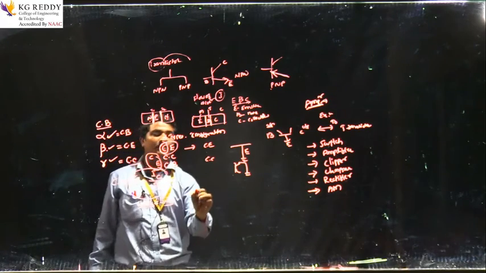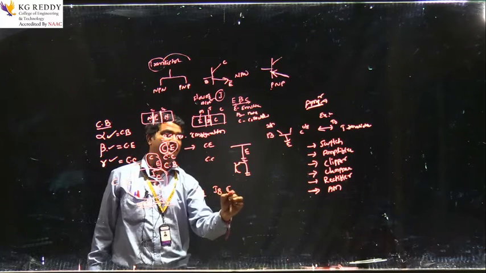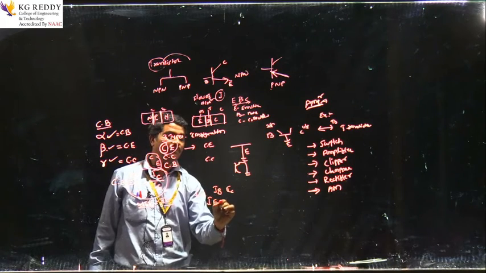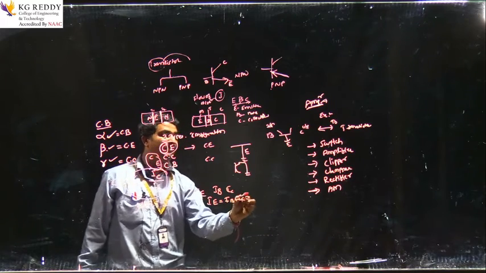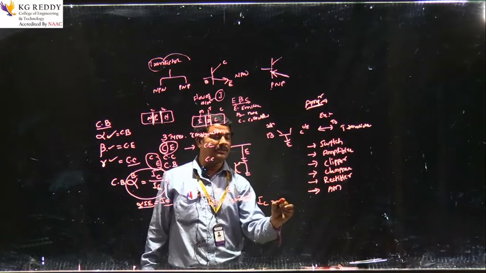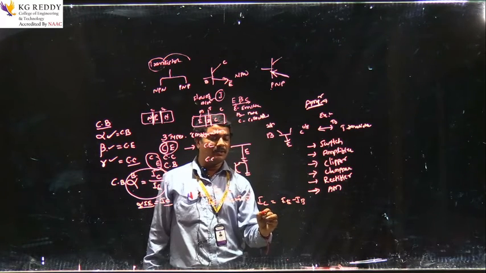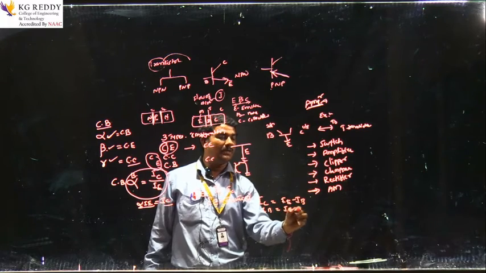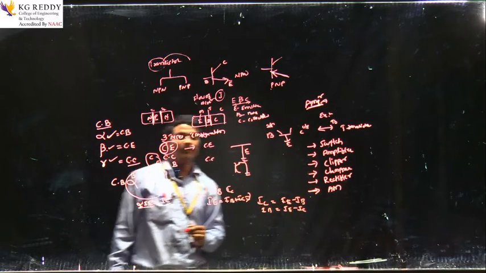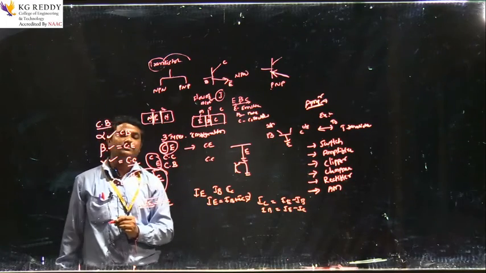What is the relationship between IE, IB and IC? IE is the summation of IB plus IC. In this relation, if you want IC, it means IE minus IB. If you want IB, it equals IE minus IC. This is the relationship between emitter current, base current and collector current.